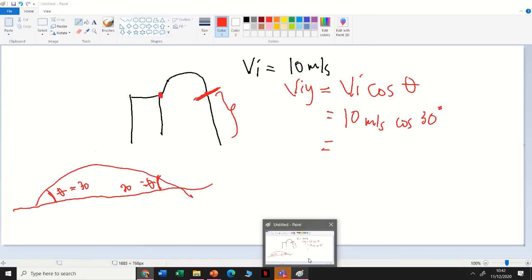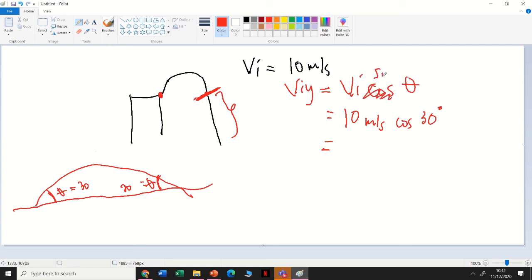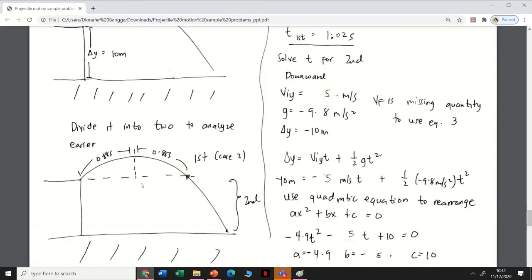Sorry, yeah, it should be sine theta. That's because we are solving for the y component. I cannot edit it out. Basta, that is sine theta because this is the y component. So it should be sine theta. It would give you negative 5 meters per second, because it is downward.